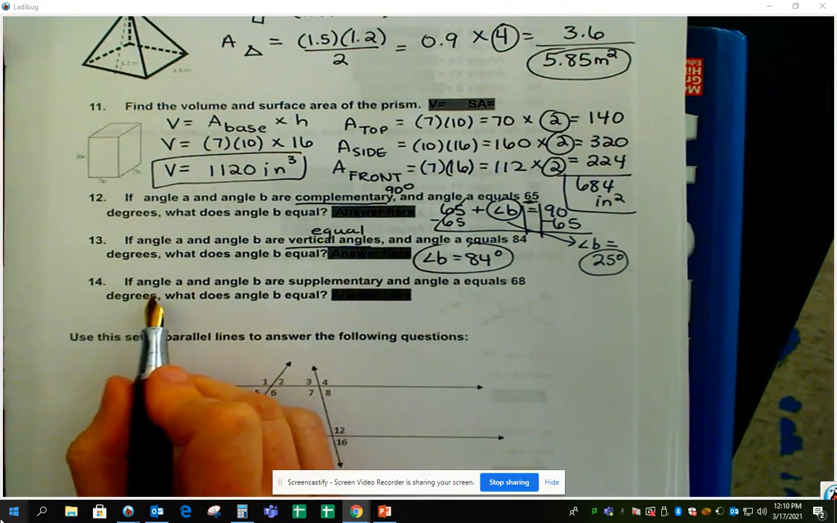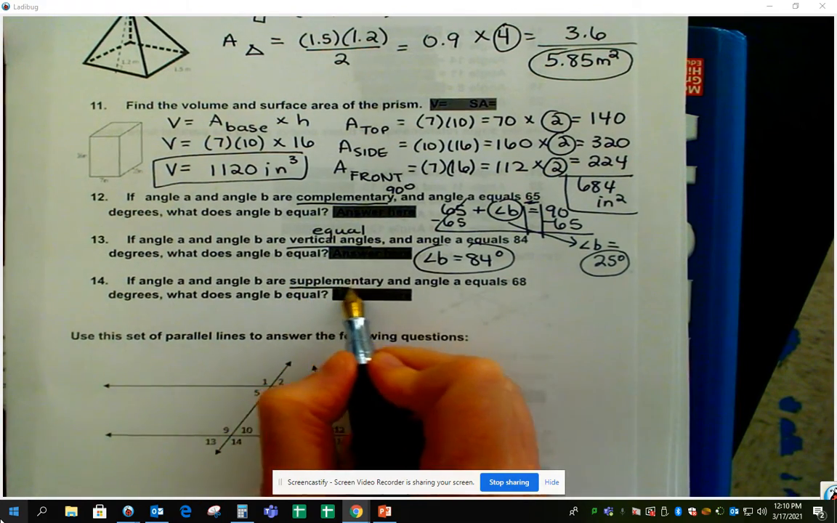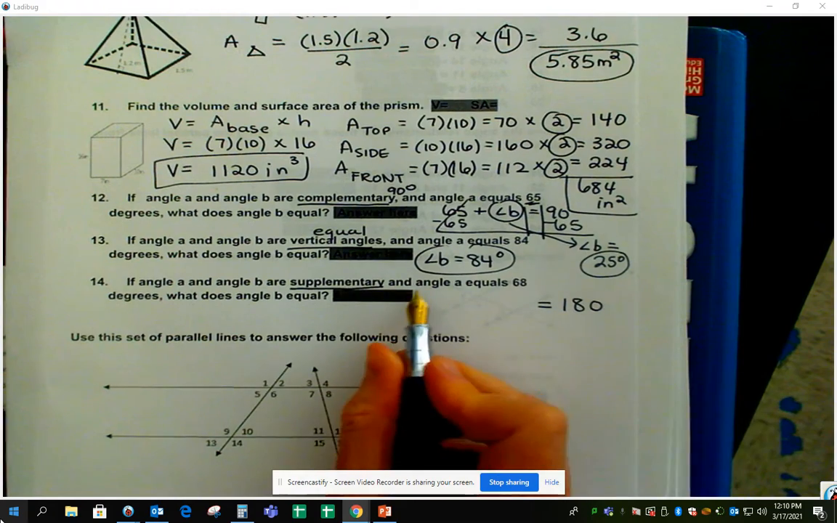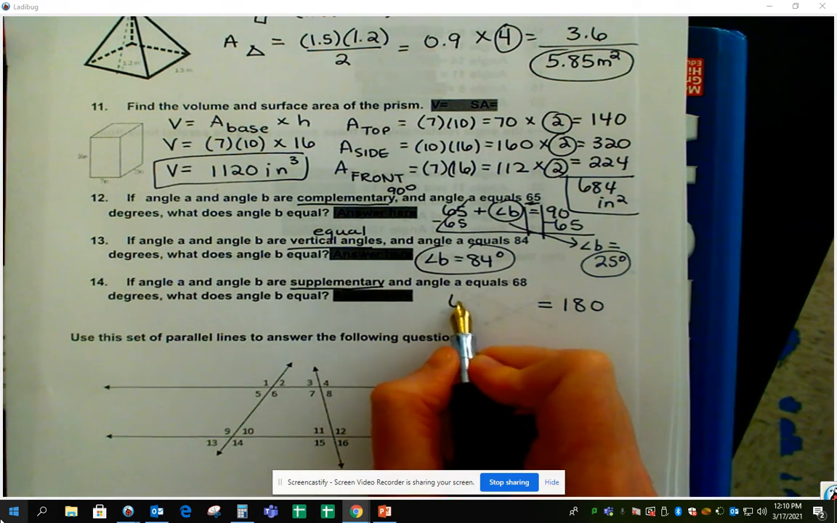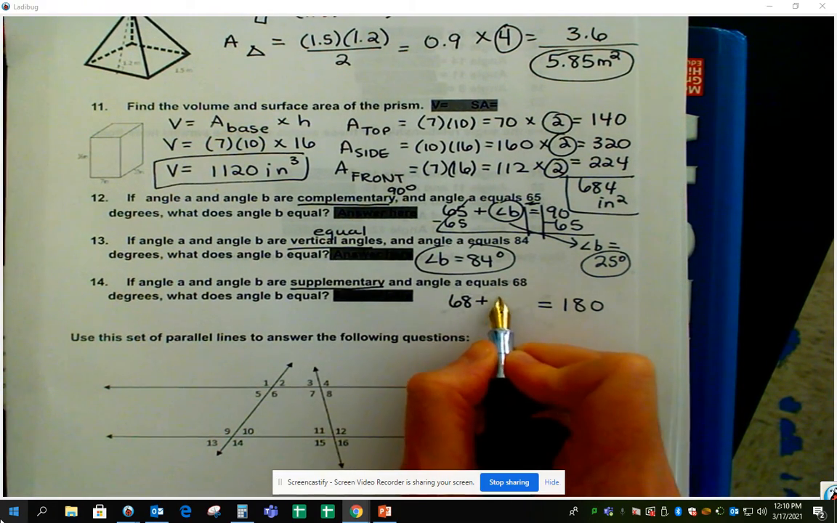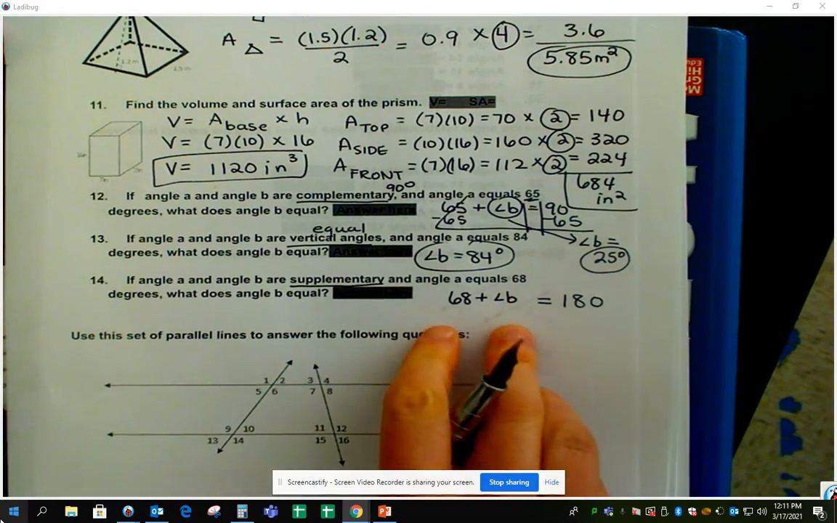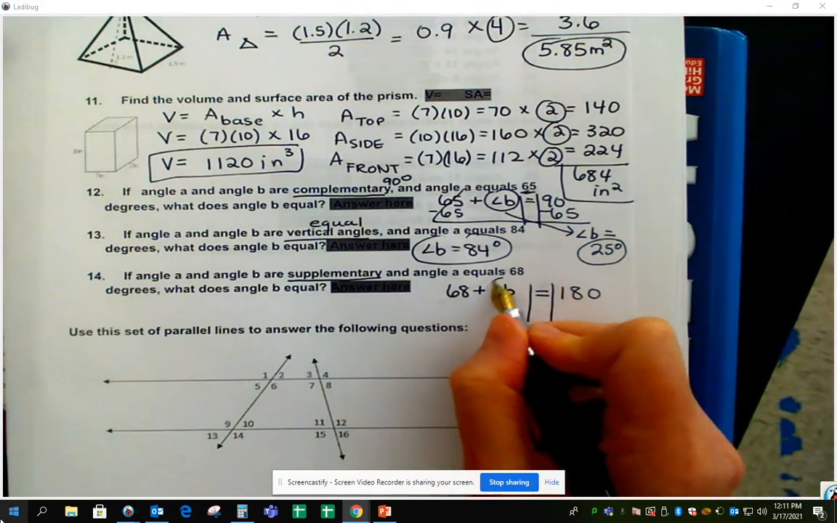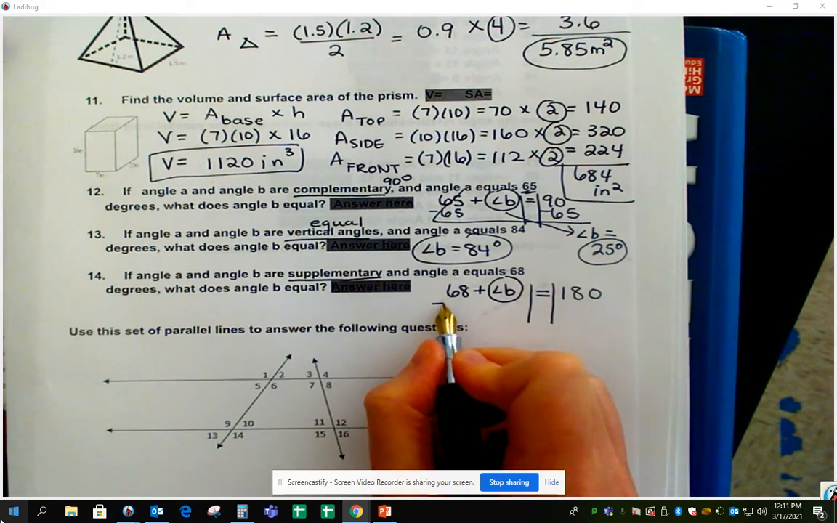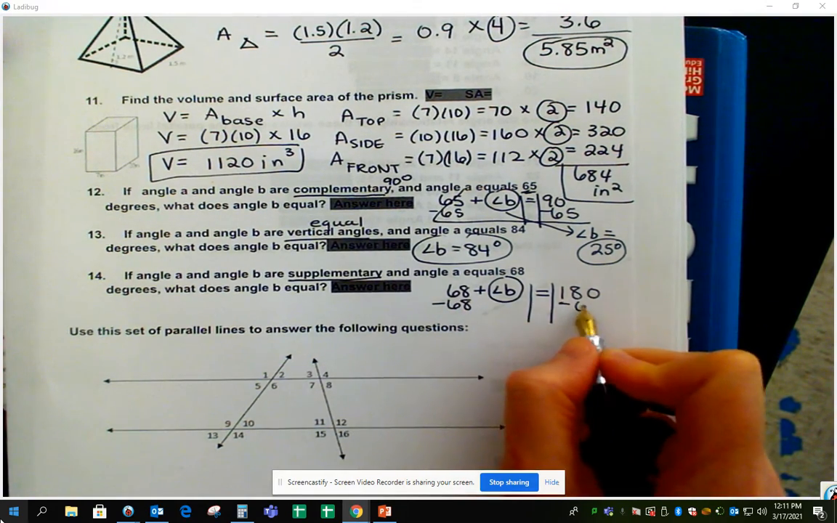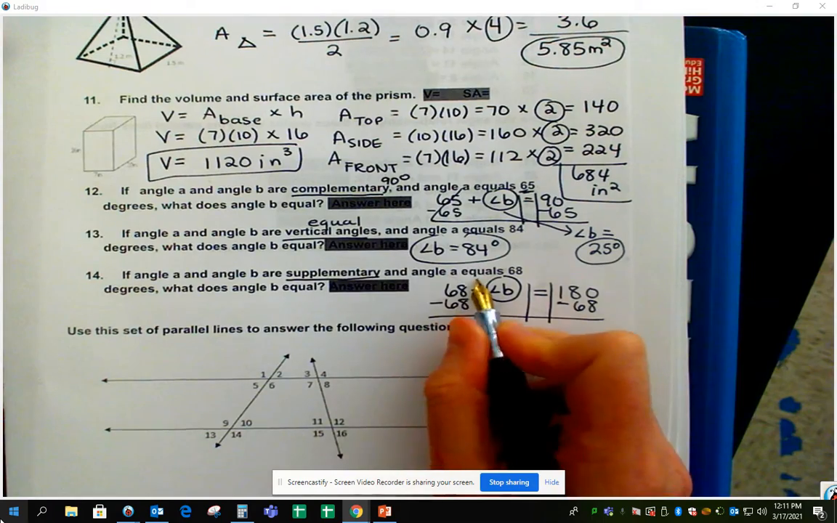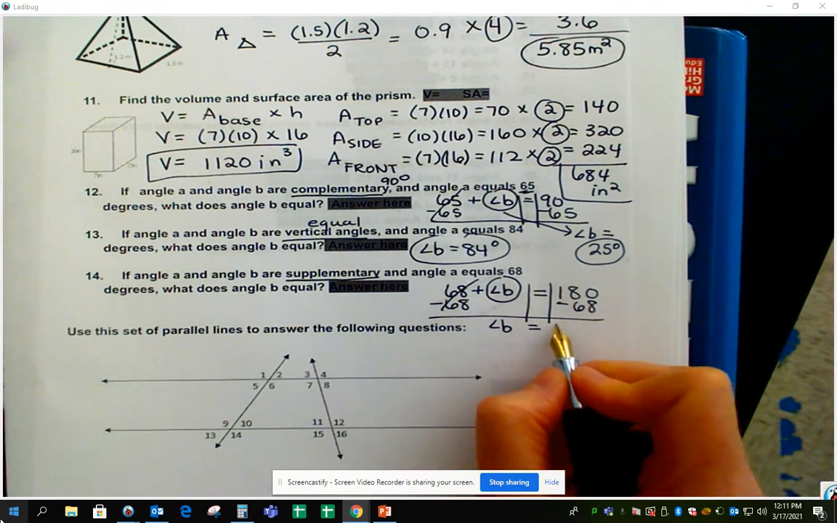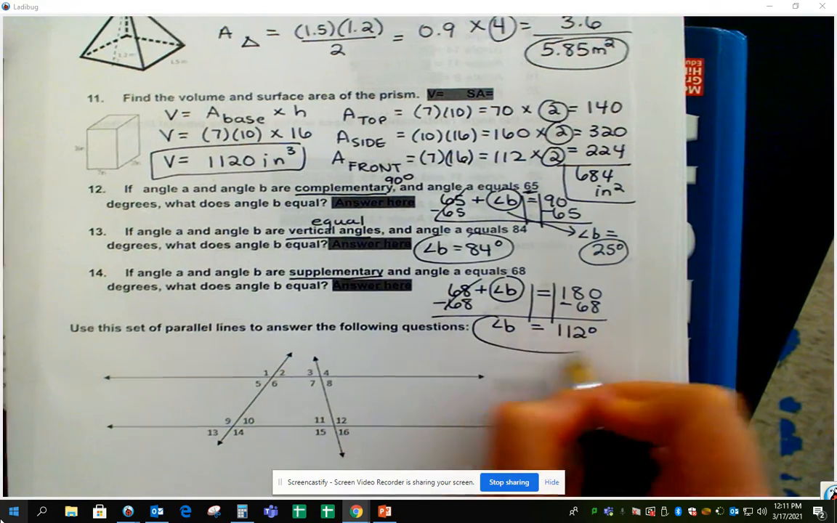Okay, here angle A and angle B are supplementary. Remember, that means they add to 180. And it says angle A equals 68, but we don't know what angle B is. So together, they need to make 180. Same deal. Treat your angle like a variable. Subtract 68. Angle B will equal 180 minus 68, 112 degrees.